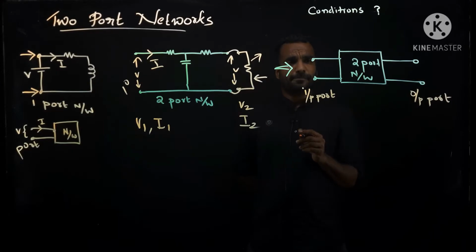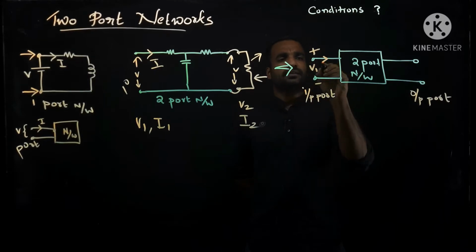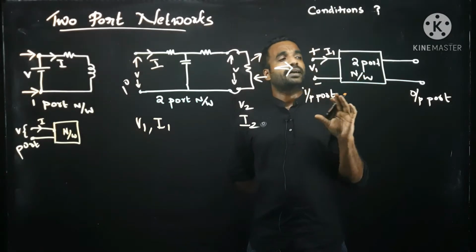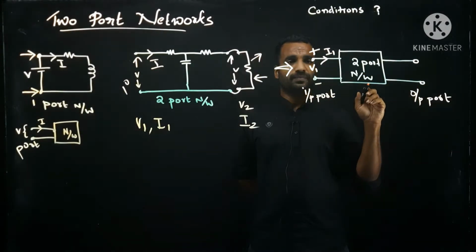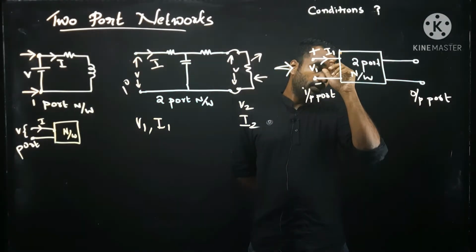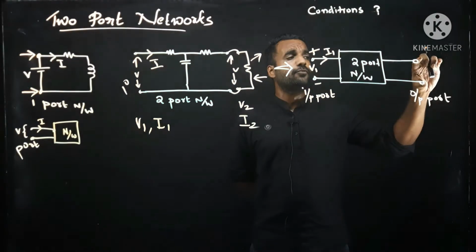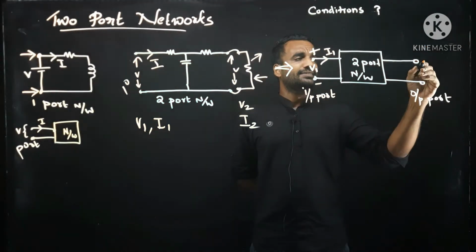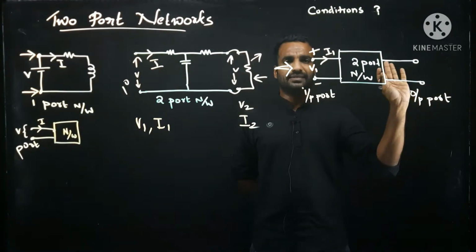Generally, if plus minus V or V1 is applied here, some current I1 will pass through the circuit. On the other hand, we have provision to supply voltage from this side also. There are two options. Either we can supply a voltage from this side, or we can connect some resistor or some load here. Then also current passes on this side.